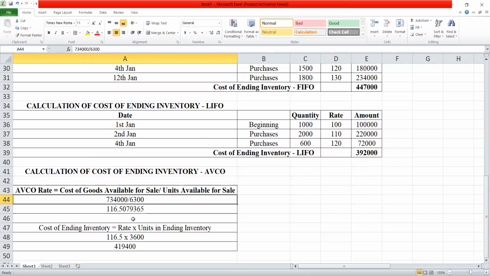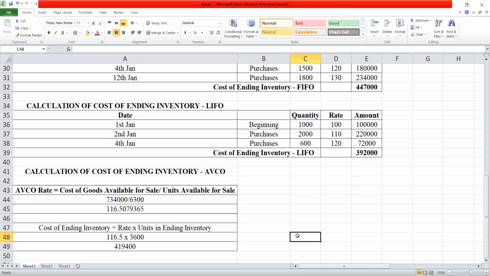So when you calculate the cost of ending inventory in the FCO system, the formula is rate into units in ending inventory. So the rate is 116.5, and we multiply it by the ending inventory units, that is 3,600, and the amount will be 4,19,40, the cost of ending inventory under FCO.